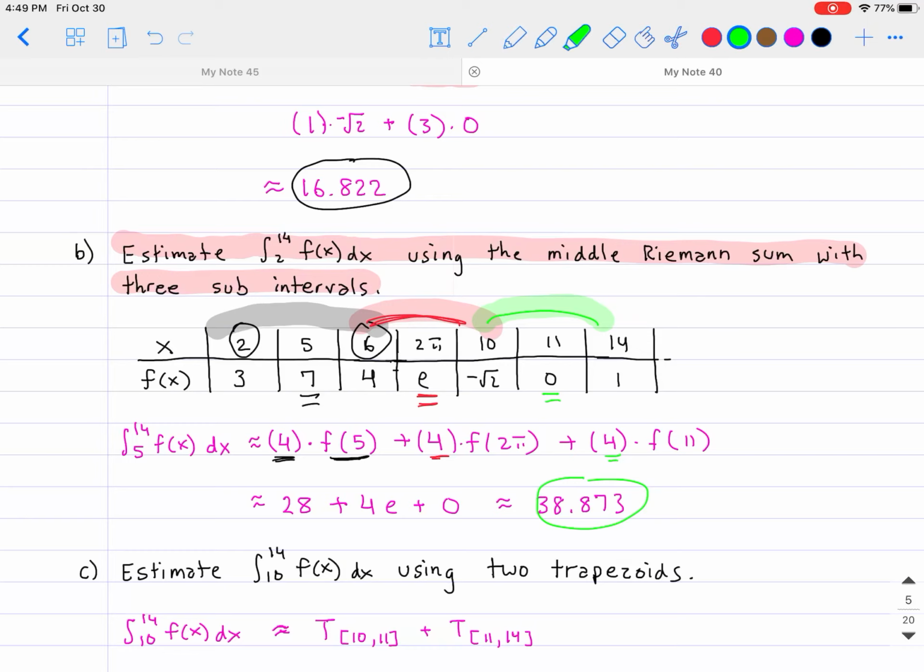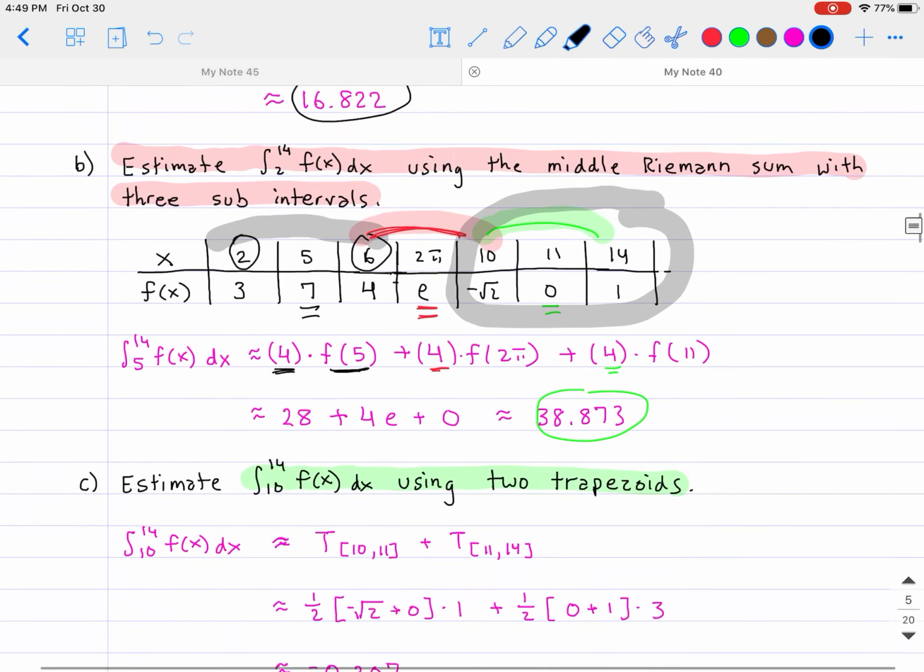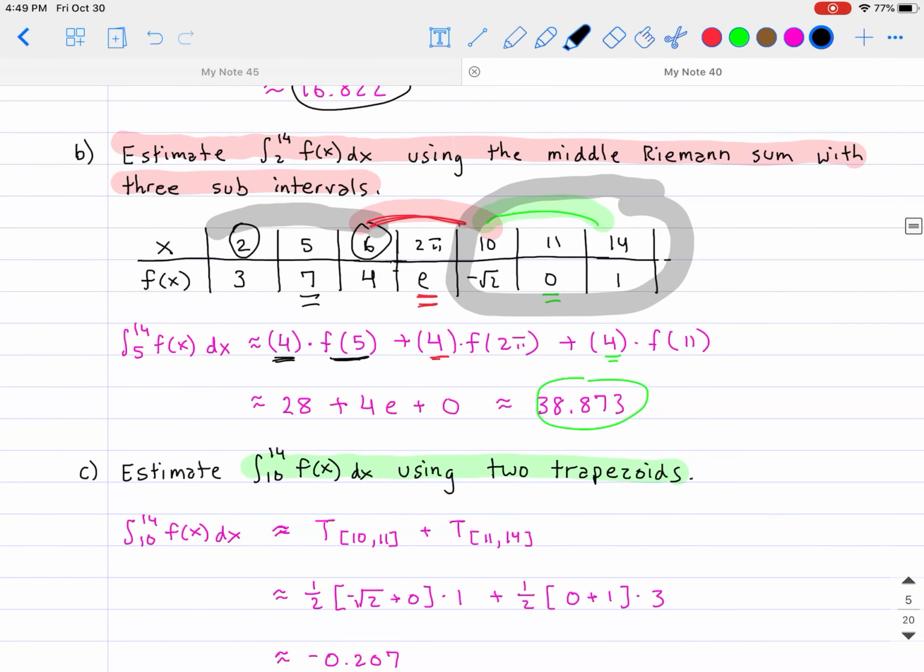Okay? And finally, for the last one, the trapezoidal rule. But I think by now you get the idea as to what's going to happen. Just using what is available for us. Estimate the area under the curve from 10 to 14 of f of x dx using 2 trapezoids. So that means we're using this part over here, and we're going to build trapezoids according to those values.